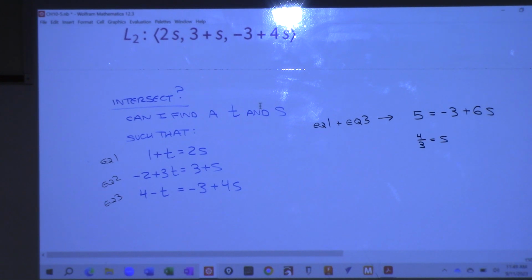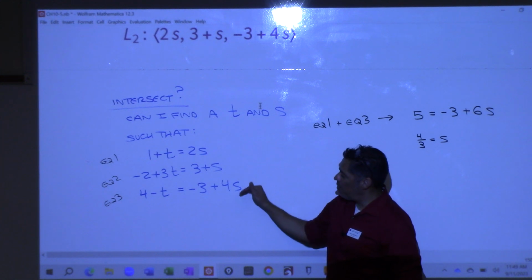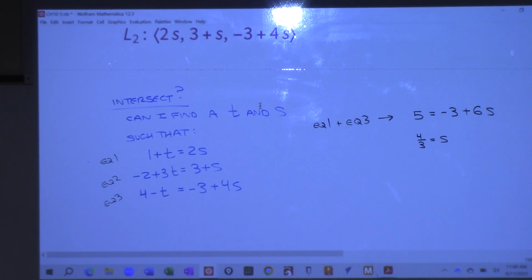So add 3 to both sides, you get 8 equals 6s, divide by 6, 4/3 reduce. Okay, so if these are ever going to all three be simultaneously true, this is the value of s that has to take on this value. And now what we do is we plug s into those and see what we get for t.